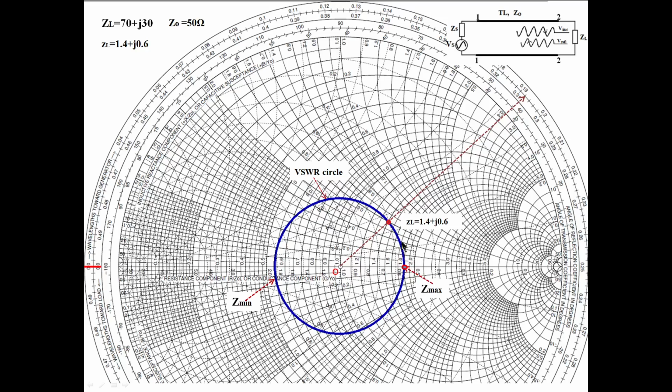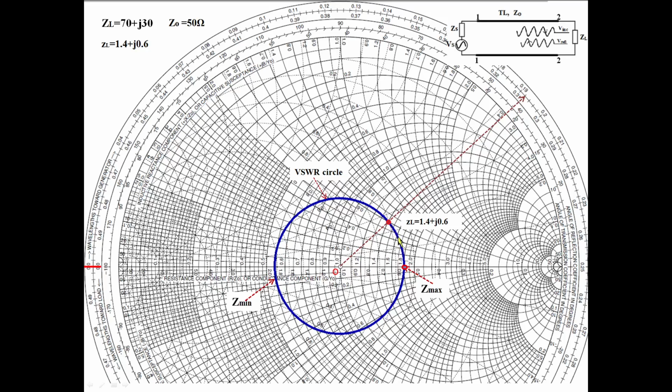I stopped some distance from here, moving from here to here, and I am measuring the impedance here. You can read which resistance circle is passing through this point and which reactance circle is passing through it. You read and put that value, and that gives the impedance at this position.